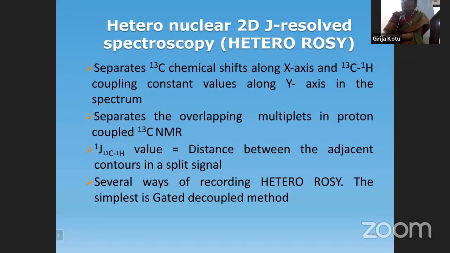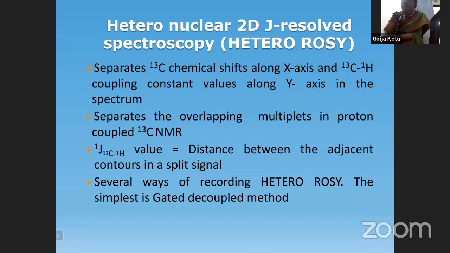It separates the overlapping multiplets. What is the advantage? It separates the overlapping multiplets in proton coupled C13 NMR. Same thing. With whatever intention we started HOMOSY, the same intention we are doing HETEROSY. Suppose a molecule is very complicated, and you all know that the C13 NMR chemical shifts range between 0 to 300 ppm, and the coupling constant for C13 is also very high. It will vary between 50 to 250 hertz, unlike in the proton NMR.